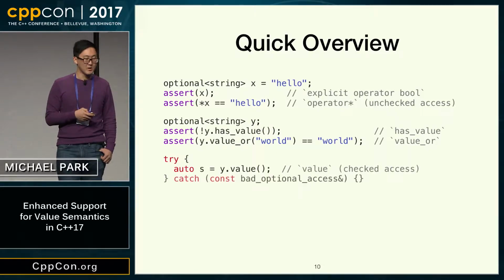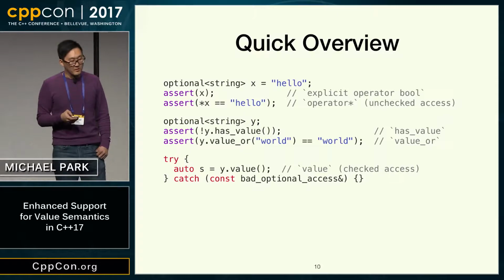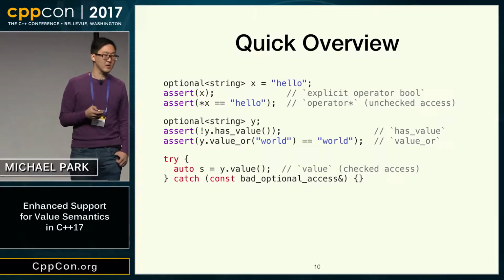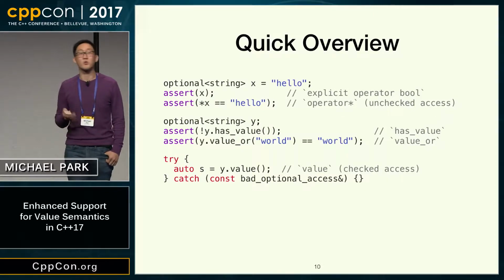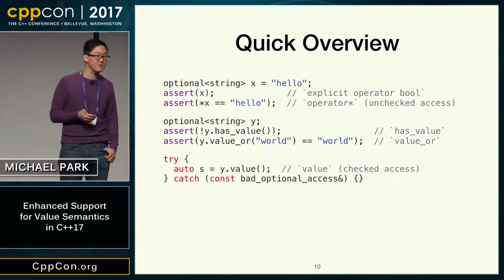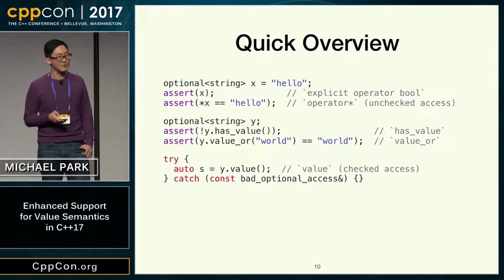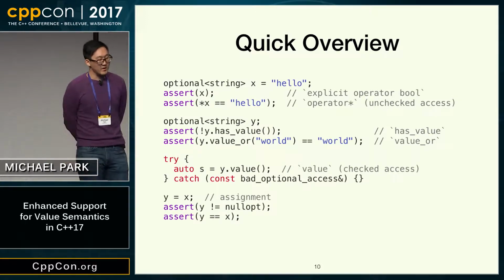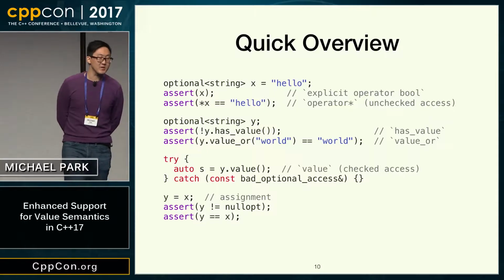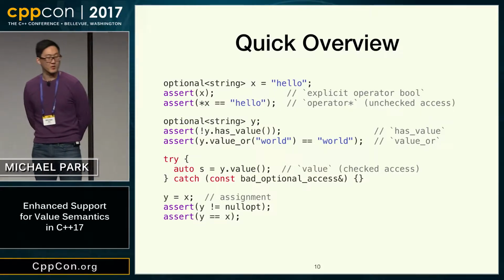Okay? All right, and the value function is checked access. What that means is if the optional doesn't happen to actually store a value, then it's going to throw an exception. Specifically, it's going to throw the bad optional access exception. And as I mentioned, optional has value semantics as well as everything else we're going to talk about today.